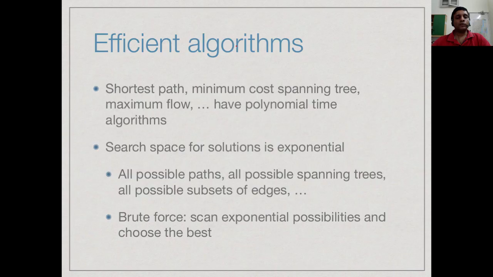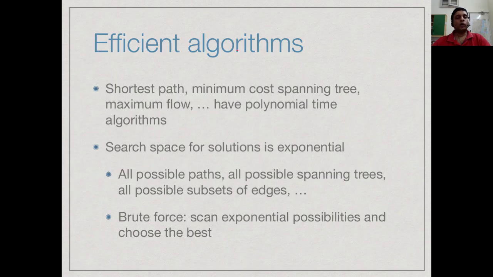So in many of the problems that we have seen, we are trying to search through a number of possibilities to arrive at some kind of optimum combination. The actual search space is exponential. If you are looking for shortest paths, there are an exponential number of paths. If you are looking for a minimum cost spanning tree, there are an exponential number of such spanning trees to search through. If you are looking for the maximum flow, we have many different ways of adding and subtracting flow along edges. So if we look at all possible flows, all possible paths, all possible spanning trees, and then choose the optimum, this would be a brute force solution which would take exponential time.